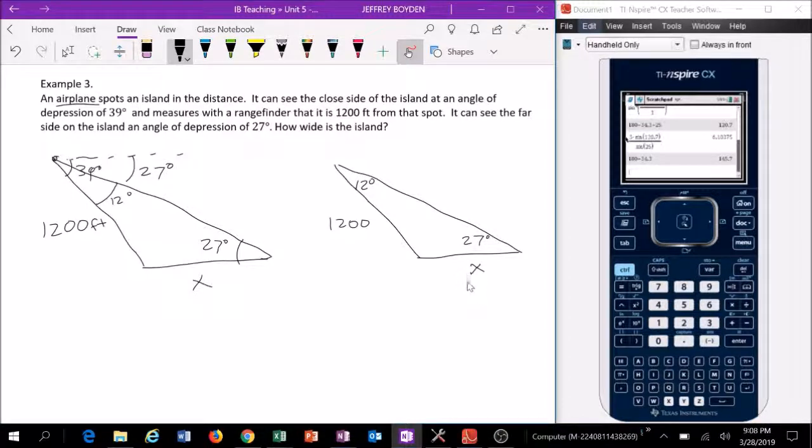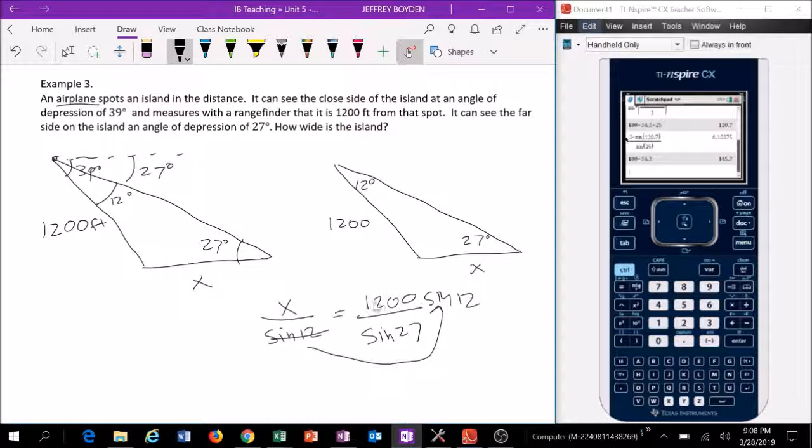Let's try to set up the law of sines. Remember, I'm always going to start by writing that which I'm trying to find. So I'm going to start with x, put that over sine of the opposite angle, which is 12. That equals 1,200 divided by sine of the opposite angle, which is 27. I'm going to multiply up the sine 12.